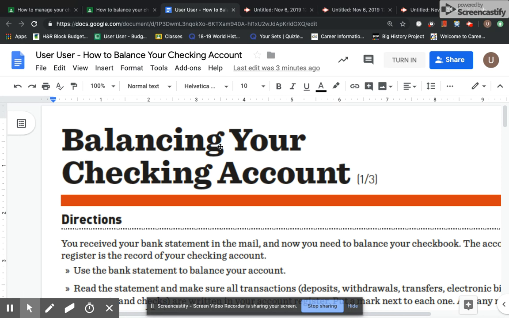Okay, then step 2 is we're going to look at any transactions that are on the bank statement that are not in your check register, which is usually because you forgot to write them down.